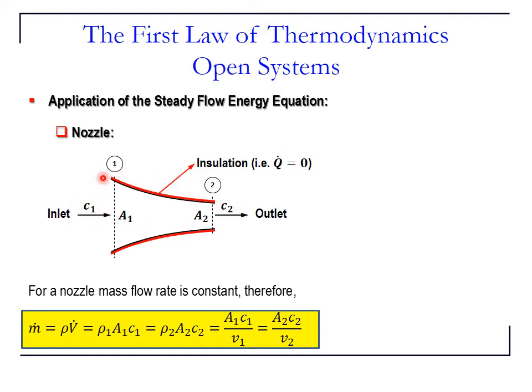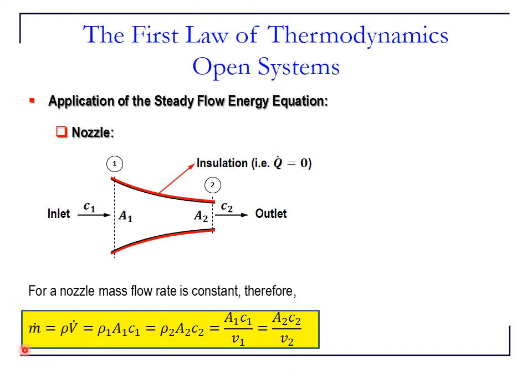And if the nozzle is very well insulated, we can consider that the heat transfer is 0, means that there's no heat loss across these boundaries. And especially important is that for a nozzle, the mass flow rate is constant. So we think about the mass flow rate here, m1 dot, is equal to m2 dot. Therefore, we can write this equation in the yellow background.